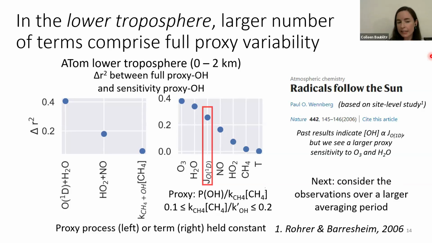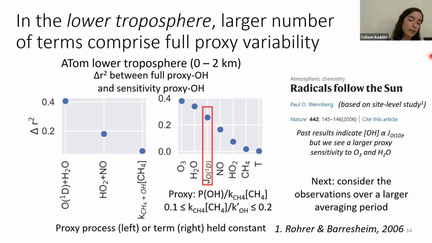But that being said, these ATOM observations were taken generally under clear sky conditions and certainly in the daytime. And so it might just be that when there's not necessarily this sensitivity to sunlight, we see other chemical parameters essentially supersede the influence of sunlight in terms of variability in the OH radical.